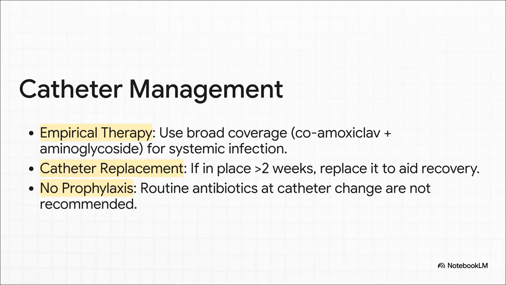And remember, treatment is more than just picking a drug. If a patient is systemically unwell, we start with a broad empirical therapy, a combination like co-amoxiclav and an aminoglycoside, to cover all our bases, including tricky bugs like Enterococcus and Pseudomonas. And this next point is absolutely crucial. If that catheter has been in for more than 2 weeks, you have to replace it. The old one is just a bacterial stronghold that will keep the infection going. Finally, we try to avoid routine antibiotic prophylaxis to prevent breeding more resistance.